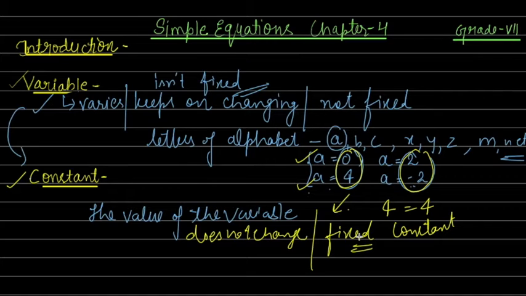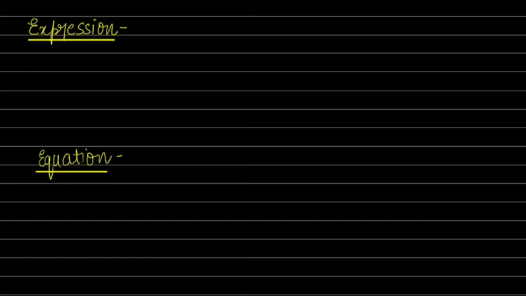So examples for the constant are, say, any number: 5, 0, 12, -15, -14, etc. Any numbers are examples of constant because numbers are numbers. You cannot change them. Let's move to the next terms, which are expression and equation. Expression and equation are two important terms in this chapter. First let's see what is an expression, and then we will talk about equation.